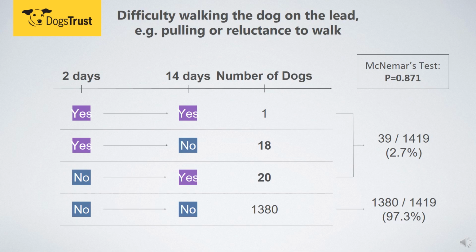Now the first of the non-prompted behaviours, which was difficulty walking the dog on the lead. It was reported in 3% of dogs by 14 days after adoption, but not for the remaining 97% of dogs. There was no evidence of a difference in the number of dogs that were only reported to have this behaviour at 2 days and not at 14 days, and vice versa.